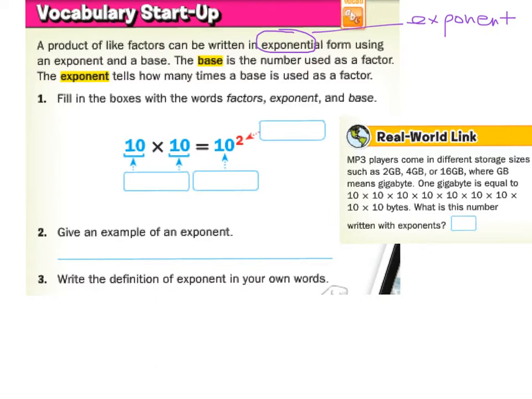So the tens here are our factors. The 10 then is our base. And the 2 tells us that I have 2 sets of 10 multiplied by each other. So that's our exponent.